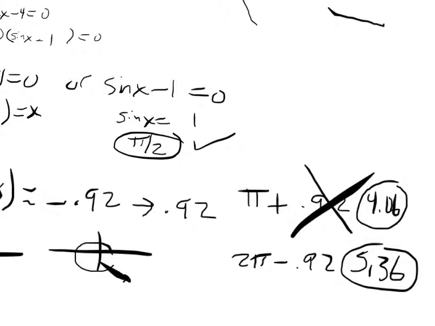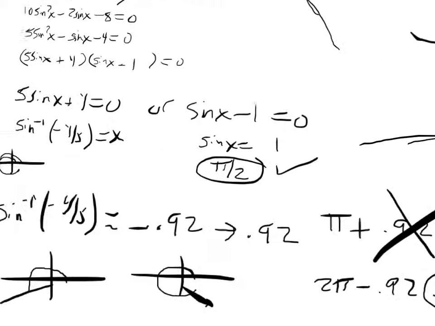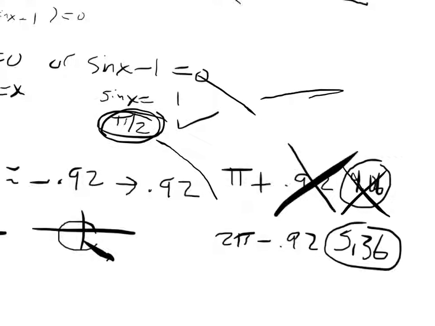So our solutions then, we get two solutions: the 5.36 and pi over 2. So we do get our two solutions, pi over 2 and our 5.36.